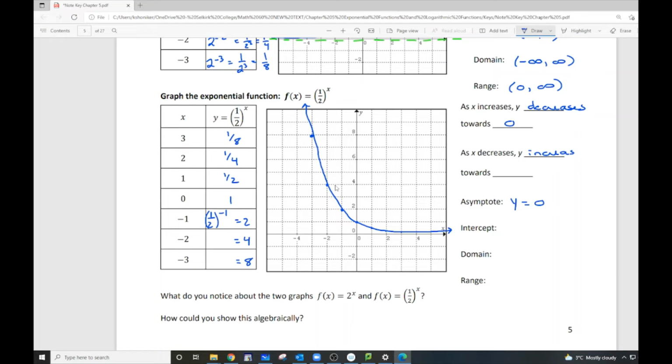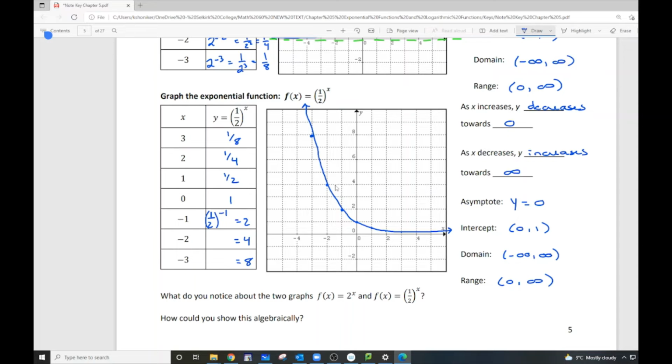So it's the opposite, towards infinity. What's the intercept? Well, it's still (0, 1). What's the domain? It's still negative infinity to infinity. And what's the range? It's still 0 to infinity. But what do you notice about these 2 graphs?